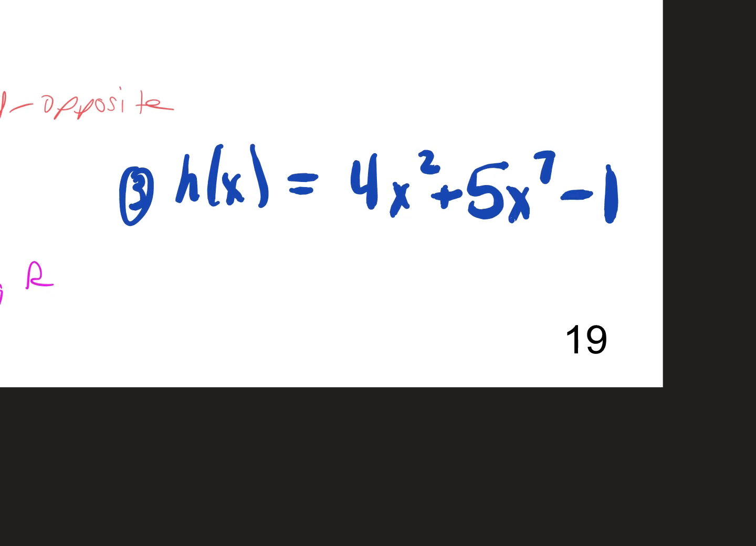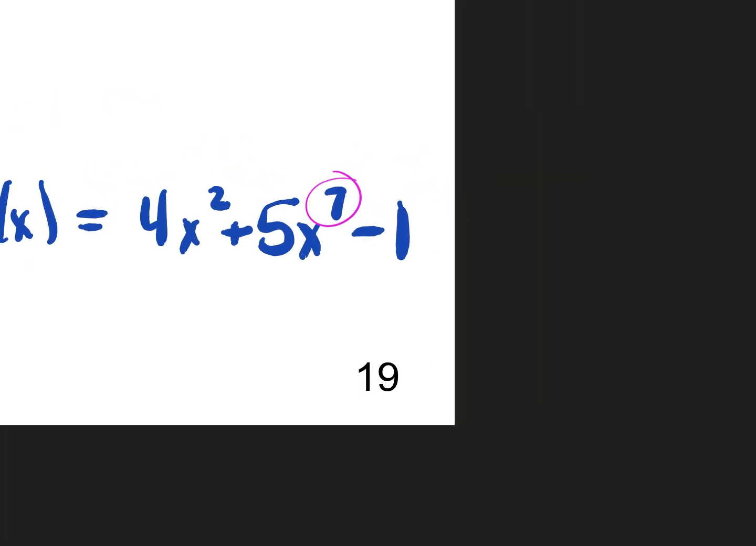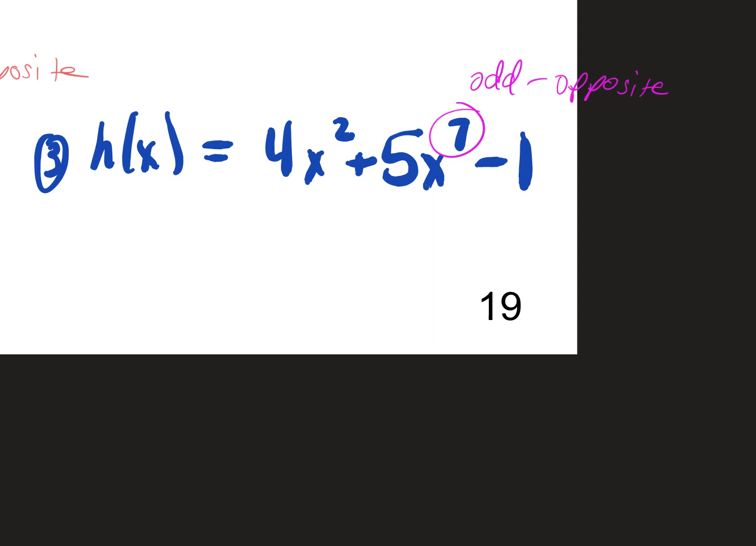All right, last one. Don't get tricked by this. What's the highest exponent you see? 7. It's not 2. 2's in the front, but that's not the highest. So 7 is what kind of a number? Odd. And then I think odd and opposite. How many bumps does this thing have? I know what you meant.